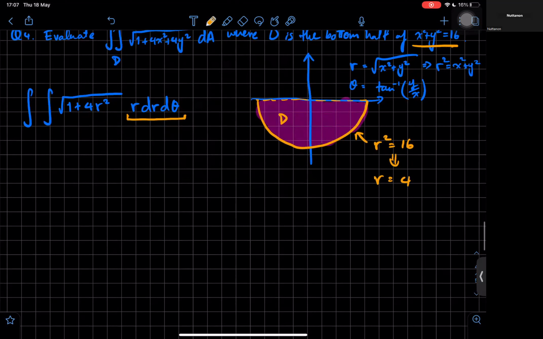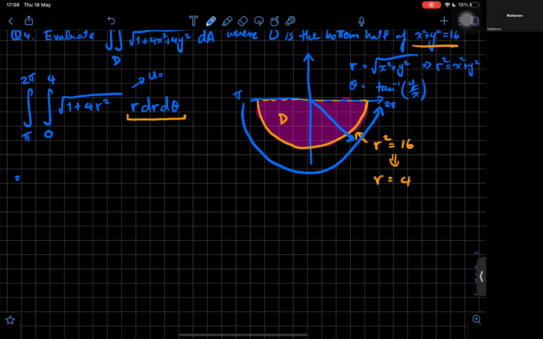And now the radius is from 0 to the radius 4. The r is inside, so from 0 to 4, and the angle is from here to here. Here the theta is pi, and to here is 2 pi. So pi to 2 pi. Then you do the calculation, using the U substitution. Use U equal to 1 plus 4r squared, and then you can get the answer.